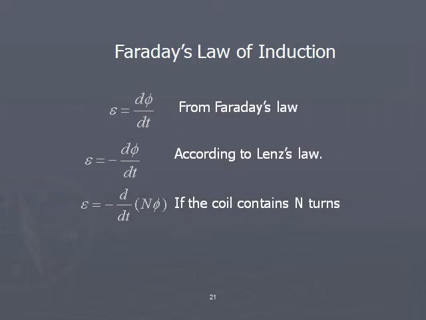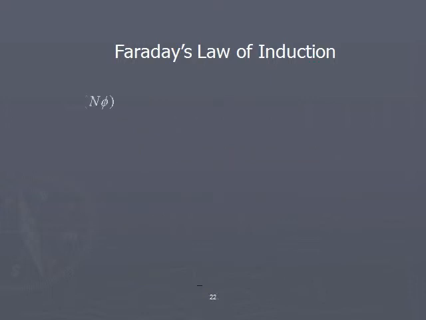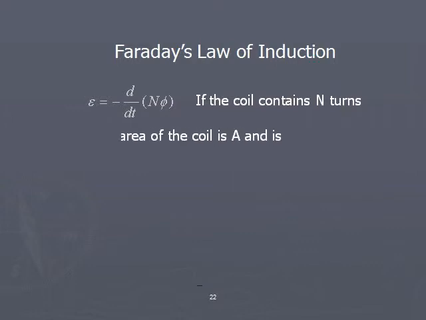This flux depends on the number of turns. If phi is the magnetic flux due to one coil, then due to one turn the flux is phi, and due to n turns it is n phi. So the relation becomes E is equal to minus d by dt of n phi, if the coil contains n turns.